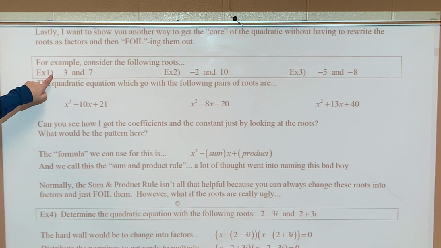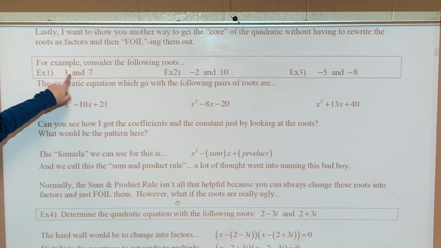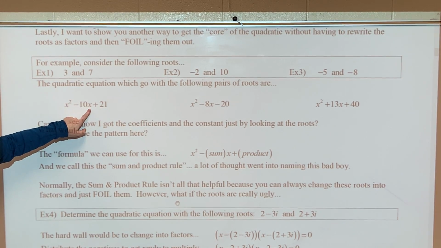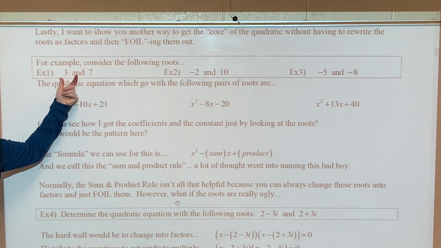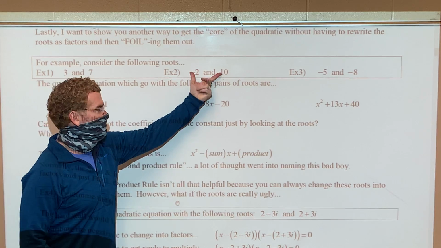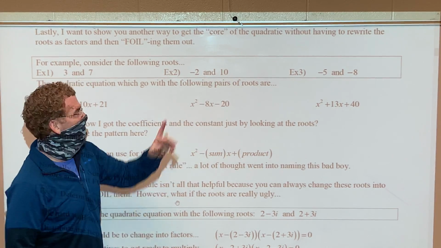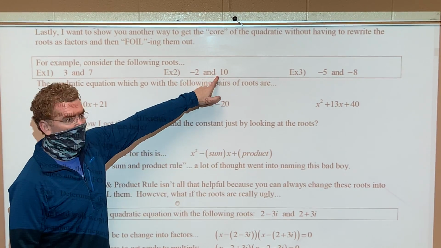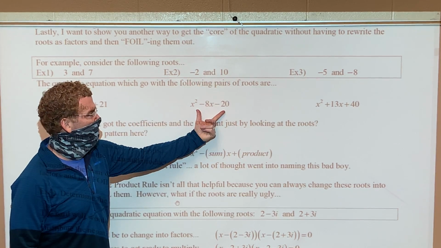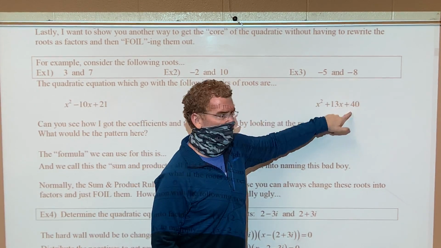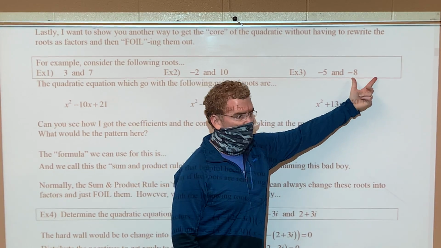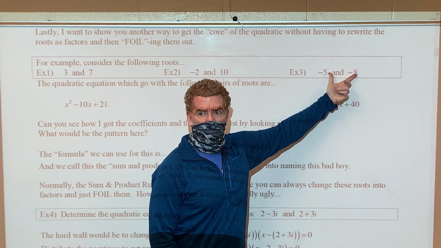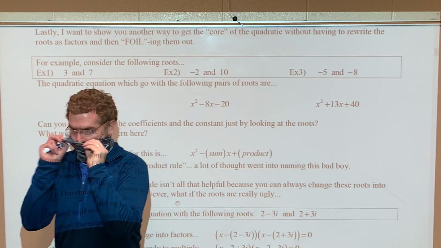Now I want you to eyeball these. Take my word for it. These 2 roots gave me this. Now the process would be x minus 3, x minus 7, right? FOIL it all out. These 2 roots gave me this. The process would have been x plus 2, x minus 10, FOIL it all out. And then these 2 roots gave me this, but the process would have been, if I did it, x plus 5, x plus 8, to change them into factors, FOIL it all out. Can you see a little pattern going on here?